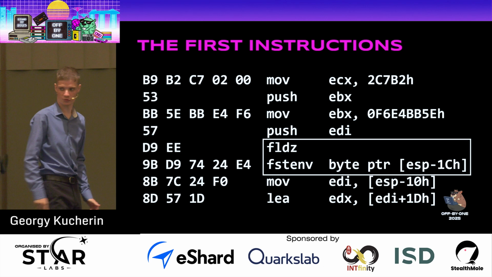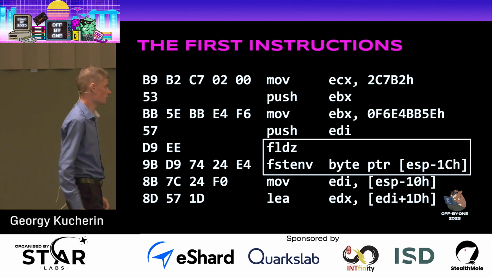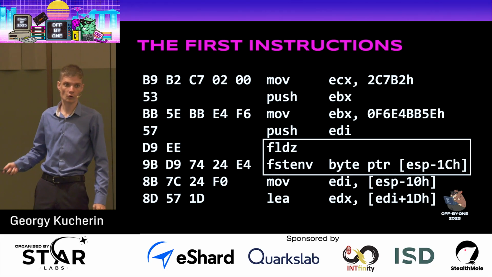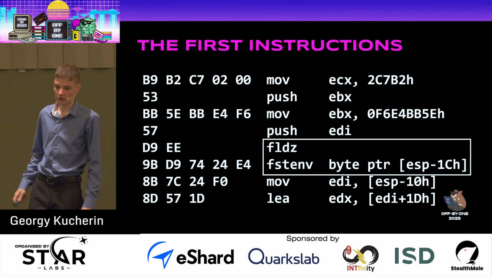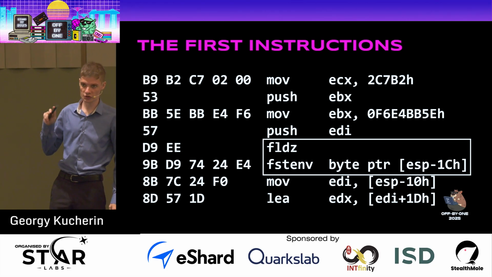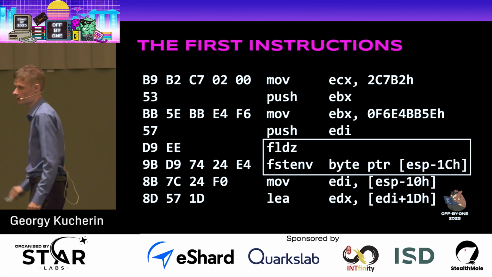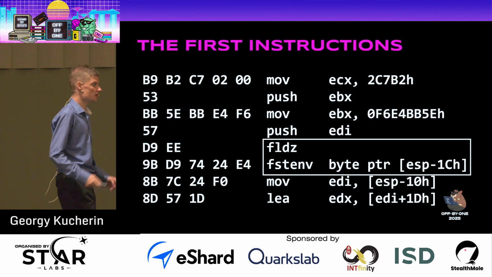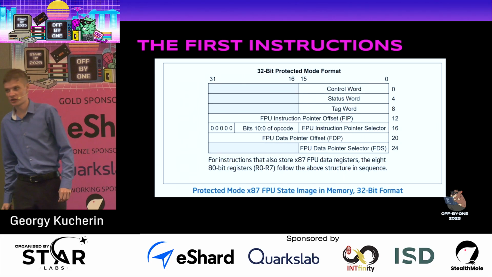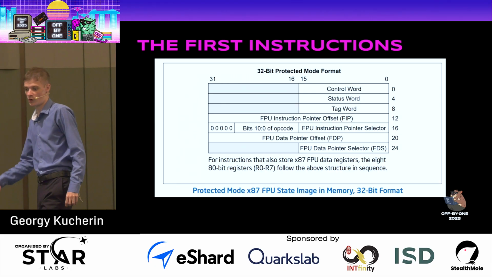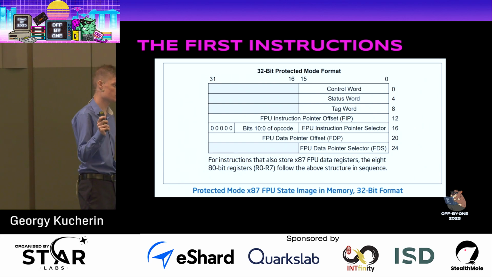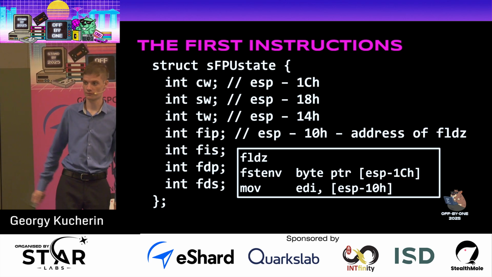Well, I'm going to explain how this works. The first instruction, FLDZ, is simply used to load the number 0 onto the floating point unit stack. And then the next instruction, FSTENV, can be used to store the internal state of the floating point unit into memory. If we consult the x86 architecture documentation for this instruction, we can see that this state is represented with the data we have in the picture. If we convert what's in the picture into a C structure, this state will look like this.